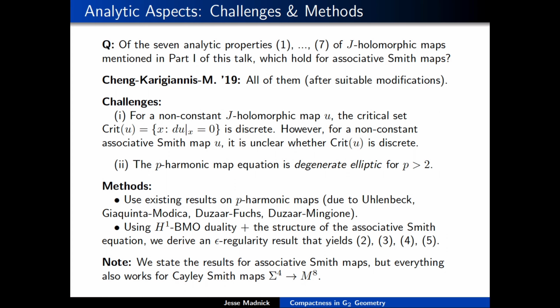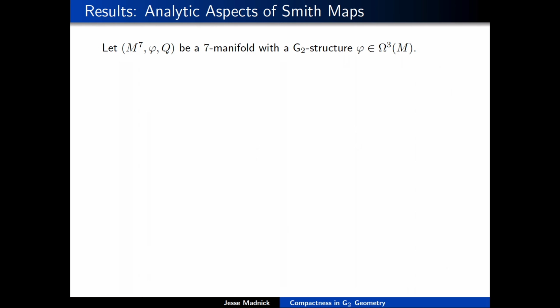Okay, so I want to now turn to state these results, these properties 1 through 7, and show you what's the same and what's different from the holomorphic map case. Okay, and I'm going to state everything in the case of associative Smith maps, but everything works just as well for the Cayley-Smith maps from a 4-manifold into an 8-manifold as well. Okay, so our target will be a 7-manifold with a G2 structure. We're not going to assume at the moment that the G2 structure is closed or co-closed or anything like that. This is pretty general.